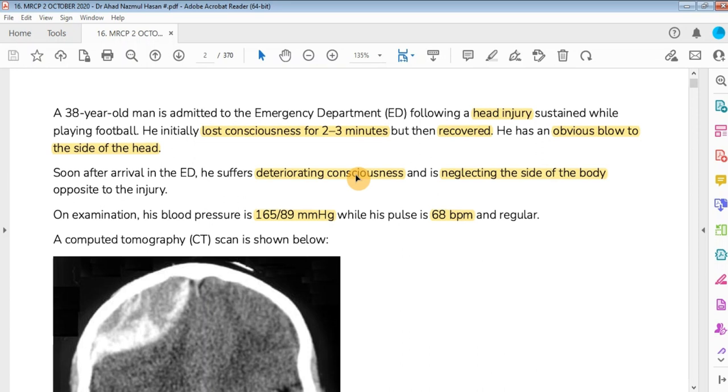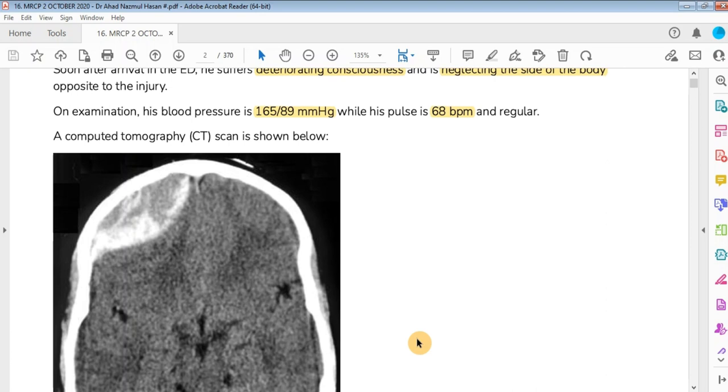A 38-year-old man is admitted to ED following a head injury sustained while playing football. He initially lost consciousness for 2 to 3 minutes, but then recovered. He had no obvious blow to the side of the head. Soon after arrival in ED, he suffers deteriorating consciousness and is neglecting the side of the body opposite to the injury. On examination, his BP is 165/89, while the pulse is 68 beats per minute and regular. CT scan is shown as below.